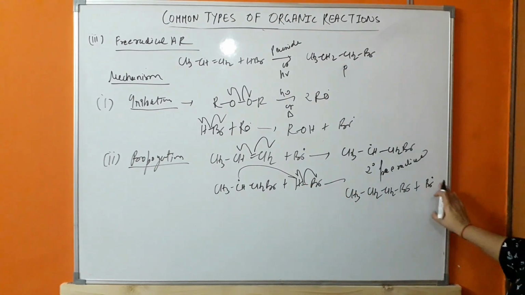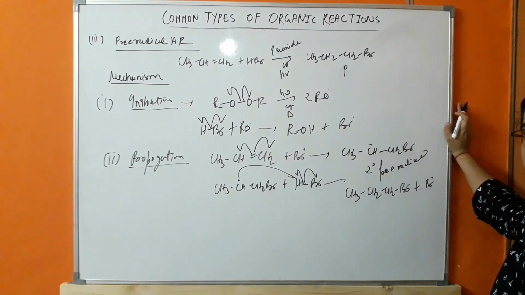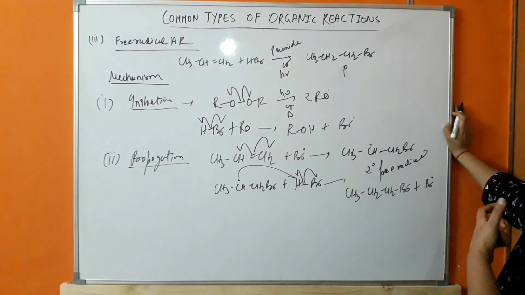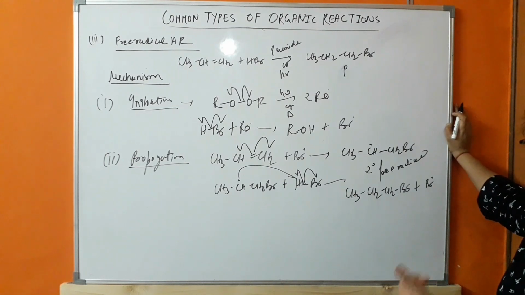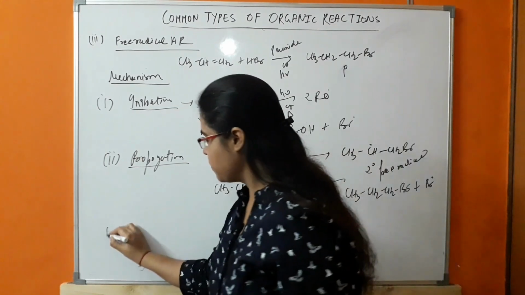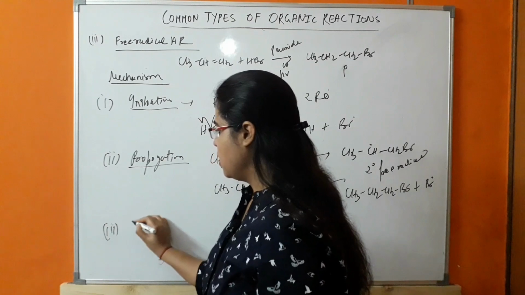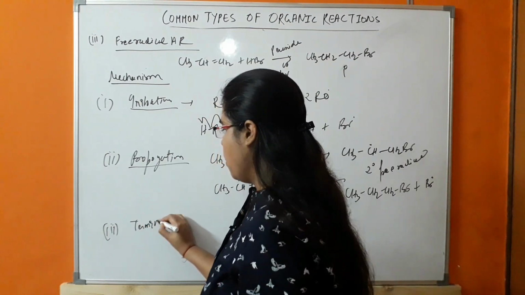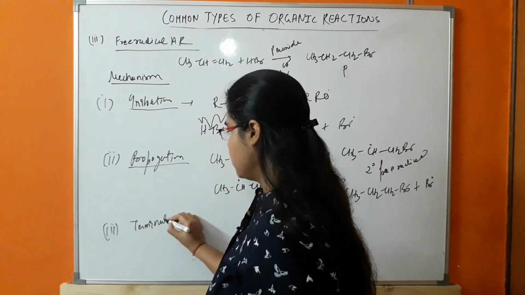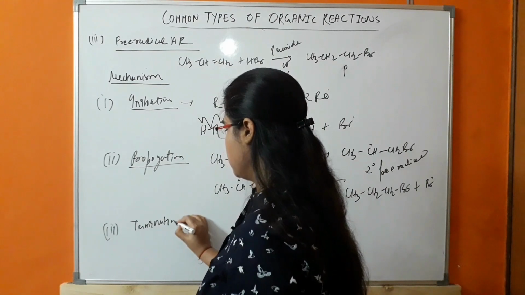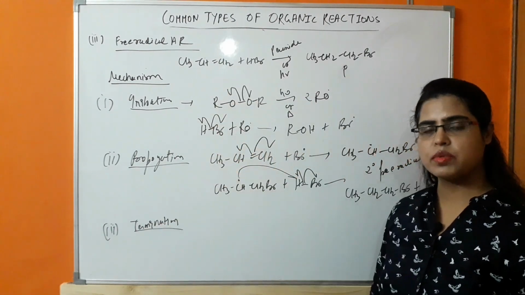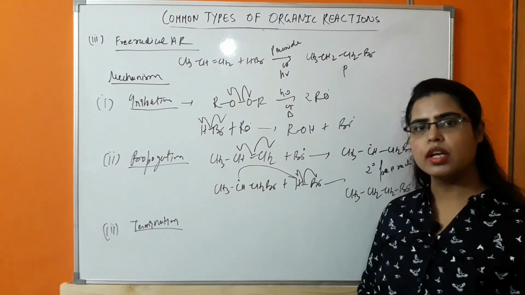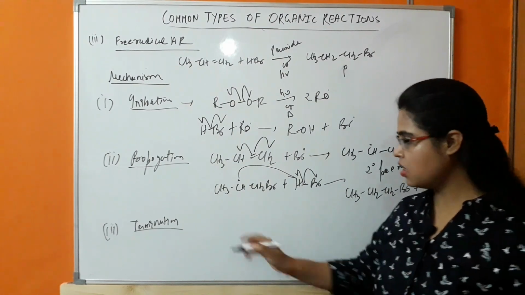It means this Br free radical will again initiate the reaction, so there will be a chain reaction. To stop the chain reaction, there should be termination. So the third step will be termination. All the free radicals which are formed in these propagation steps are joined in every way to stop this chain reaction.